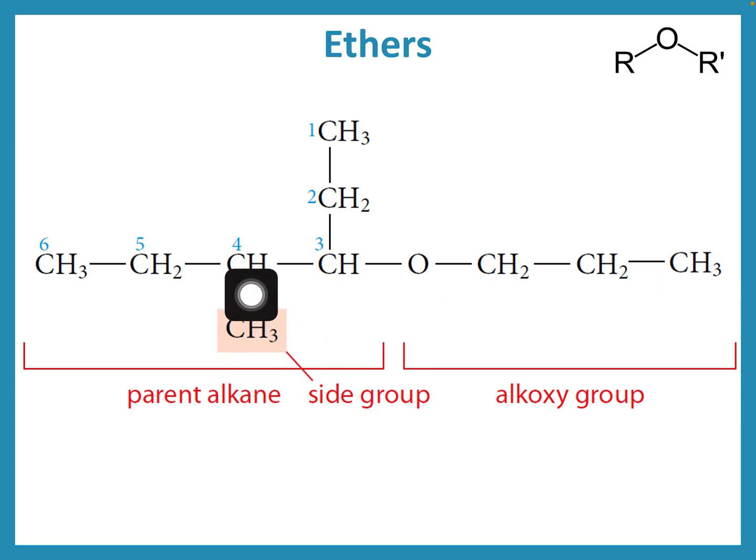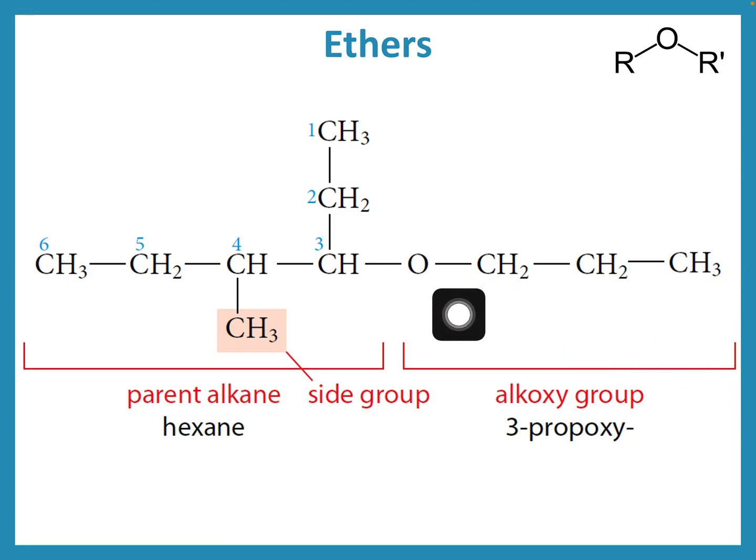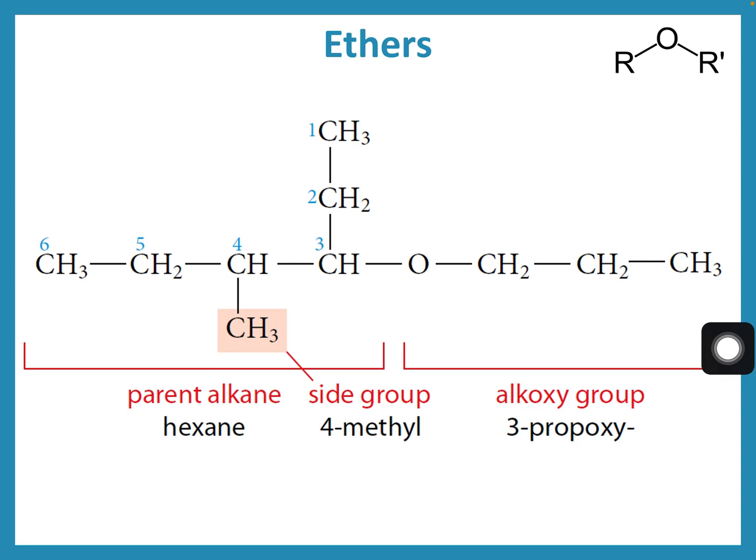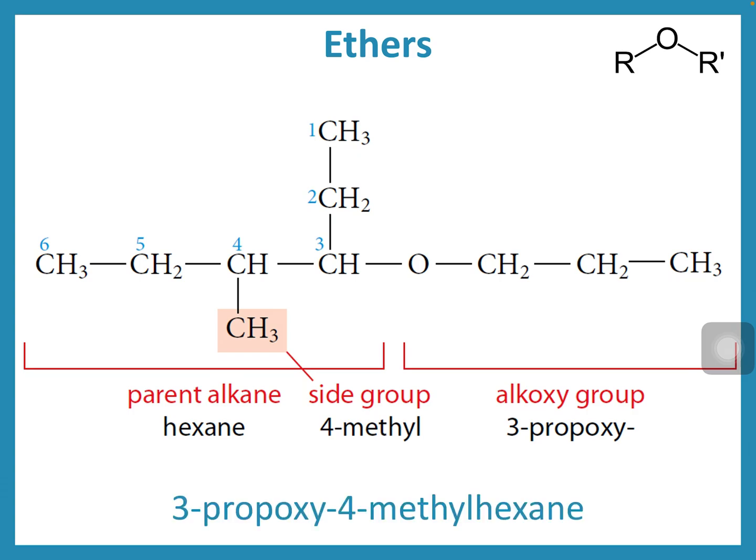And then we have a methyl group off of the 4th carbon in that main chain. So we've got our hexane, we have a 3-propoxy, so we have the prop 1, 2, 3 oxy, and that's attached to the 3rd carbon of the main chain. And then we have our methyl group that is attached on the 4th carbon. So we're going to start with the alkoxy, in this case the 3-propoxy, for the name, and then we have a 4-methyl as well attached to the hexane.